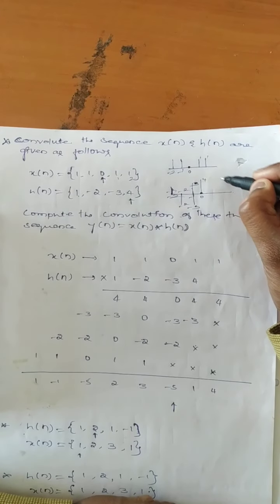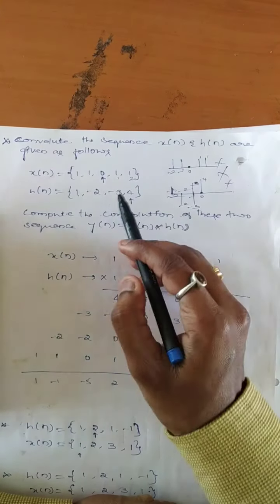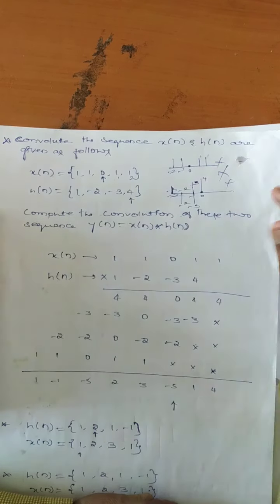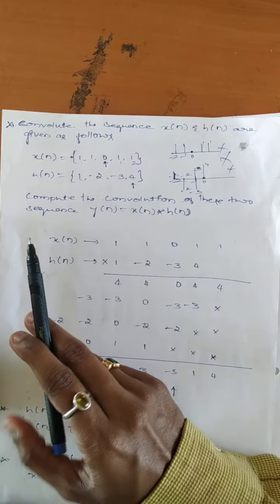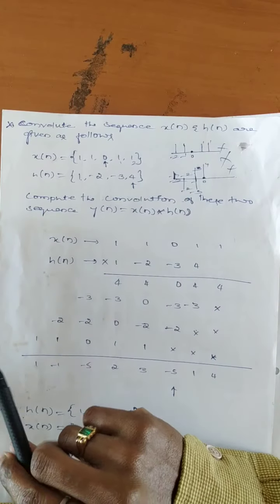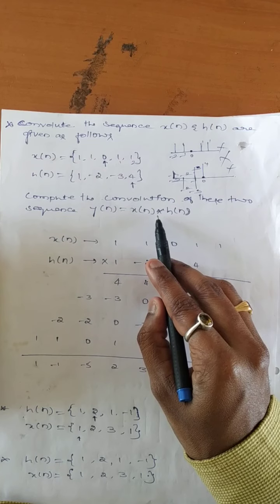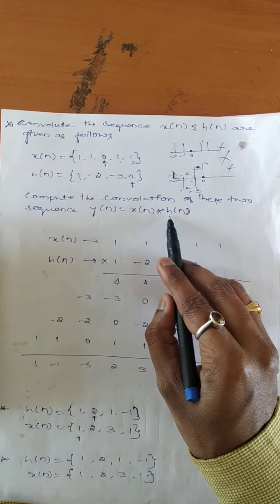Now these samples are not required. We just consider the sequences x of n and h of n for the convolution. So the question is, compute the convolution of these two sequences. So y of n is equal to x of n convolved with h of n.